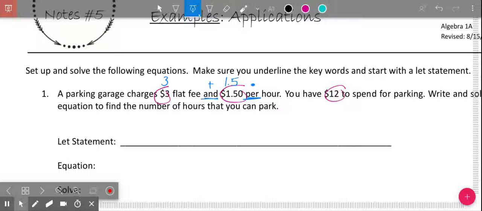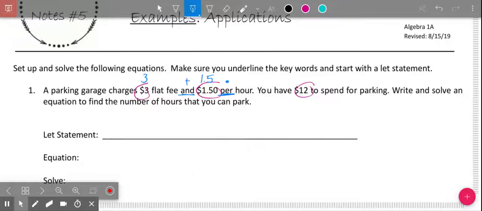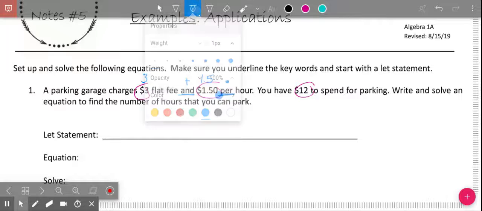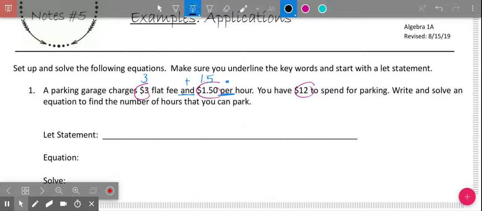So now we're going to box in the question. It says write and solve an equation to find the number of hours that you can park. So that is what we're looking for. That's the question. How many hours can I park? So the number of hours you can park.